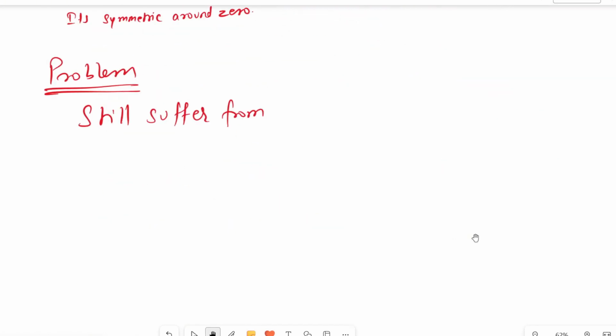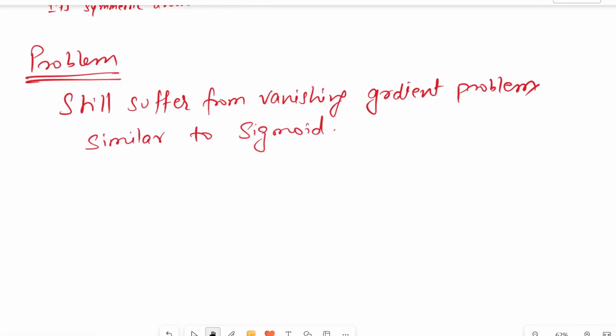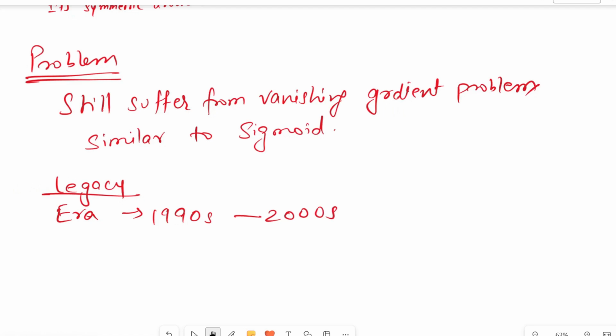For really large positive or negative inputs, the gradient becomes tiny and the learning slows to a crawl. These days, you might still see tanh in some recurrent neural networks, especially in older natural language processing models. But for most deep learning applications, it has been replaced by something much better. Yes, ReLU. And that's our next part.